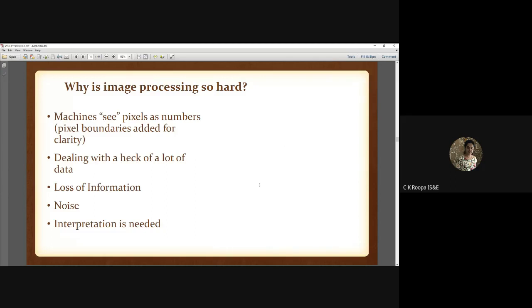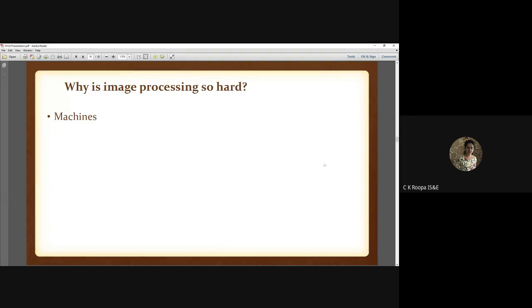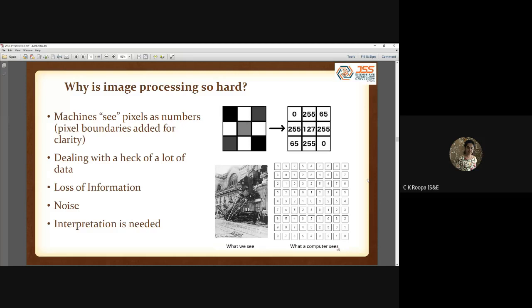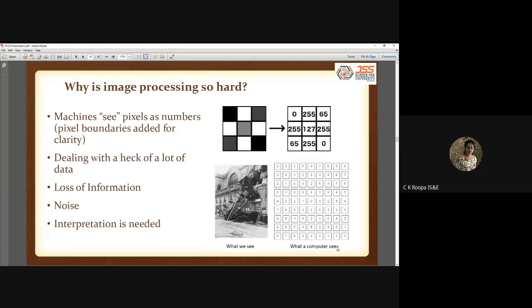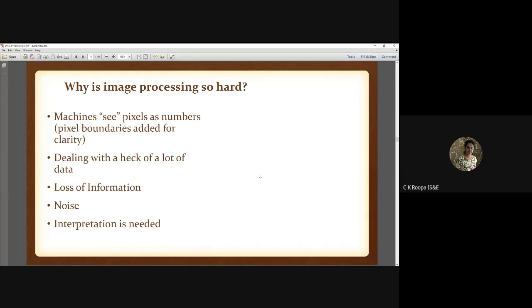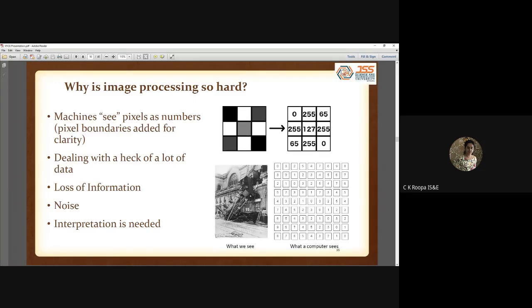The images are converted into some numerical form. That is why image processing is considered to be a very hard task. While doing this, there are some problems that you are going to encounter. Probably there will be a loss of information, and there could be noise also.